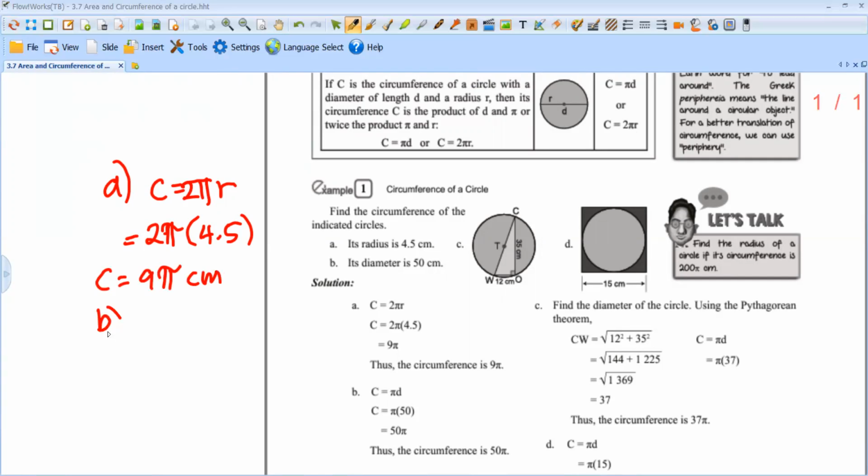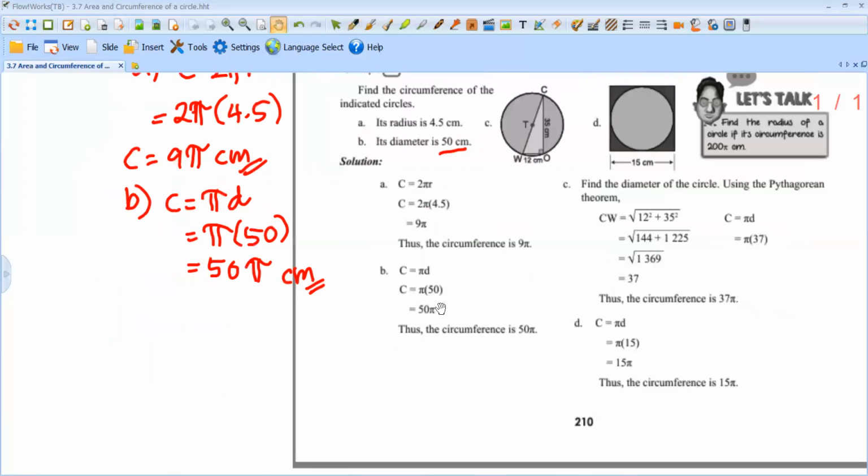And on letter B, if the diameter is given, don't multiply it by 2. If the diameter is 50 centimeters, so C equals pi d. So pi times 50, which is equal to 50 pi. If you are asked to convert pi into 3.14, that's the time that you have to change pi into 3.14 and multiply it by 50 or by 9. Okay? So this is not new for you.